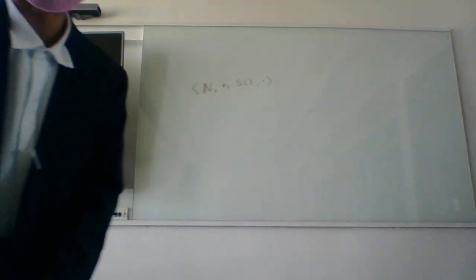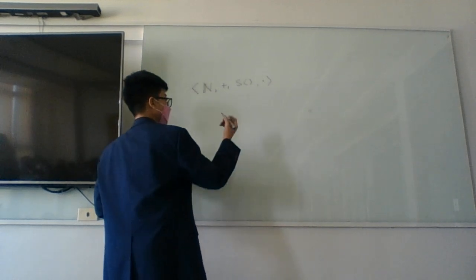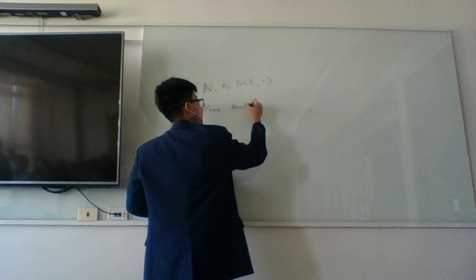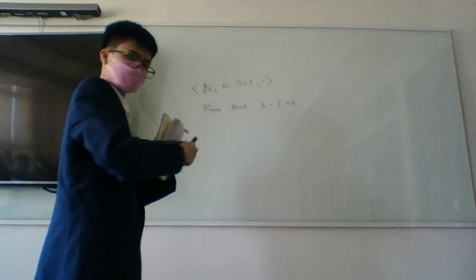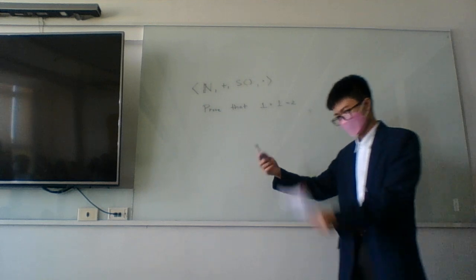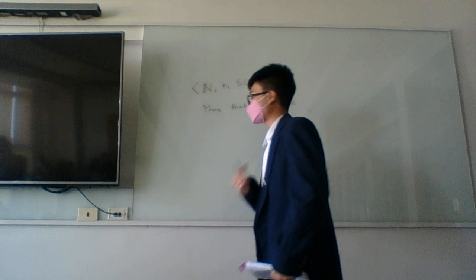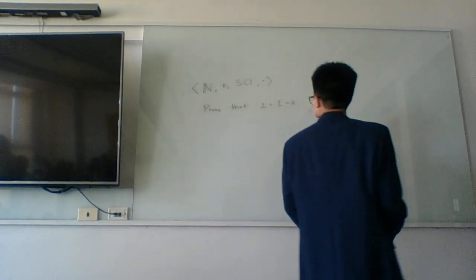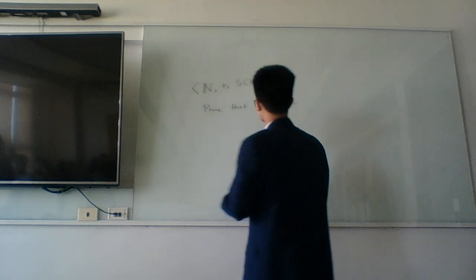So 1 and 2 are natural numbers, right? Let's prove that 1 plus 1 equals 2. Okay. So of course, you know, one object and another object together give 2 objects, obviously. But given the definitions we have at hand, let's show that it is true. Now, we know that 1 is nothing but the successor of 0.